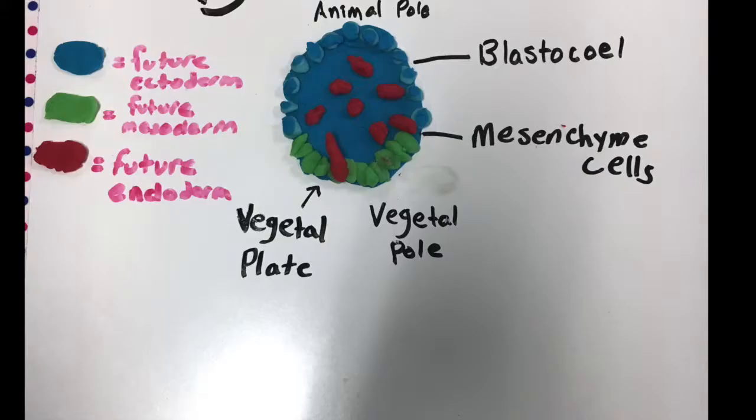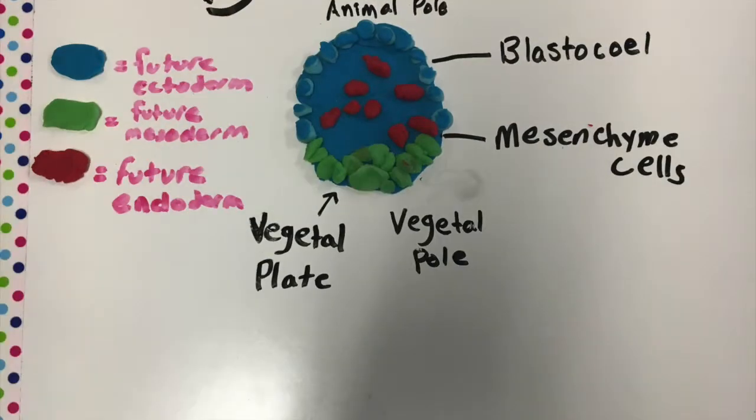Now we move on to gastrulation. The blastula is a ball of cells with a fluid-filled cavity called a blastocoel. A single layer of cells surrounds the blastocoel.